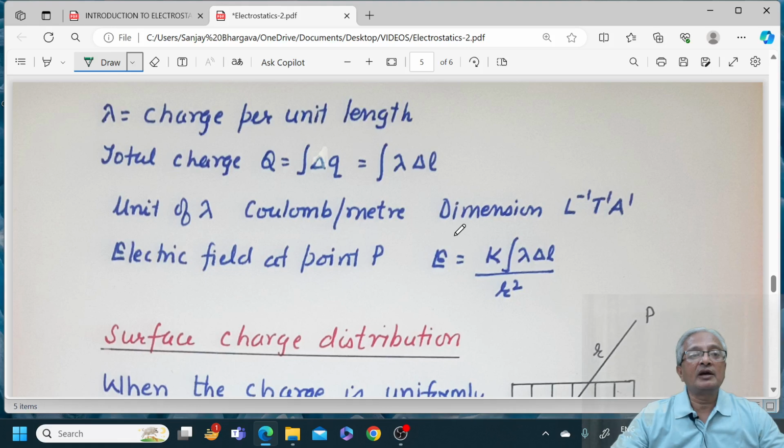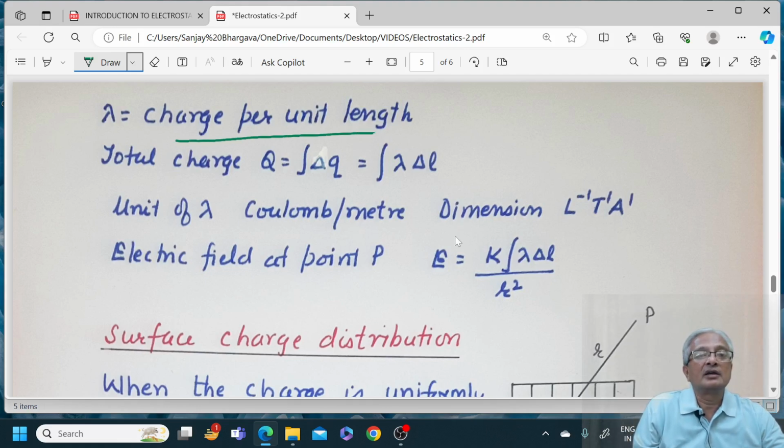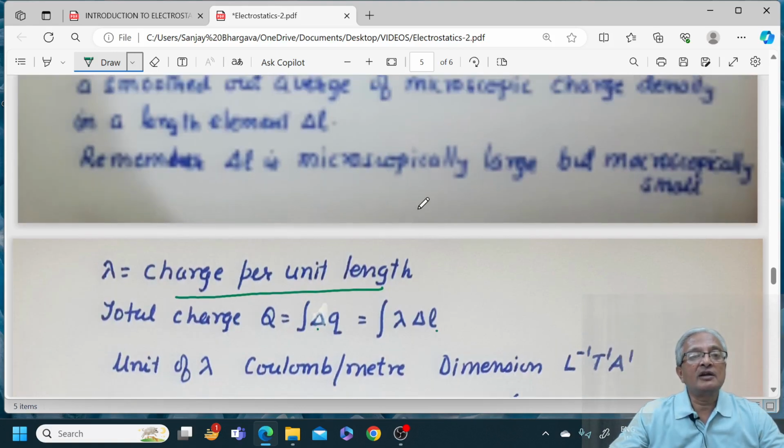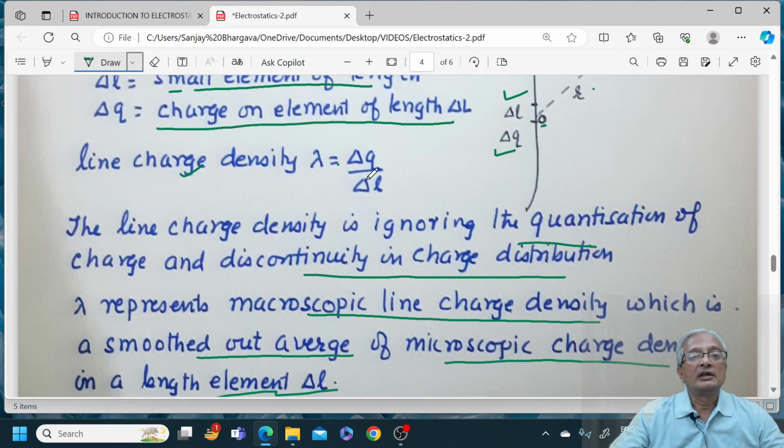How do we define lambda? We define it as charge per unit length. How do we calculate total charge? It is calculated by the line integration of delta Q, that is, lambda times dl. How do we get lambda times dl? From this equation here, delta Q would be equal to lambda times dl.